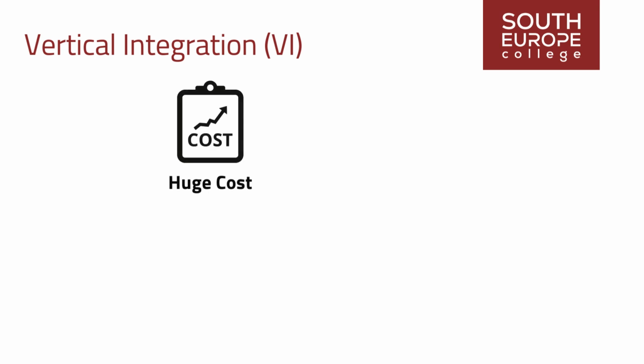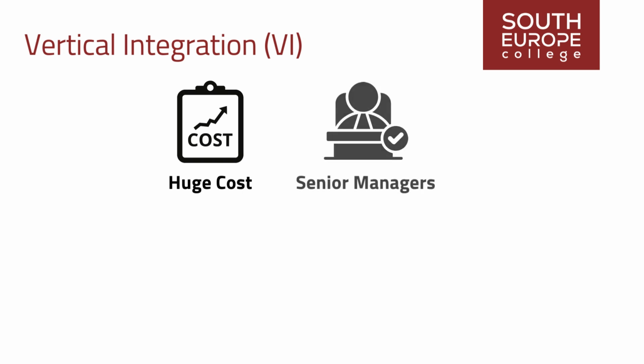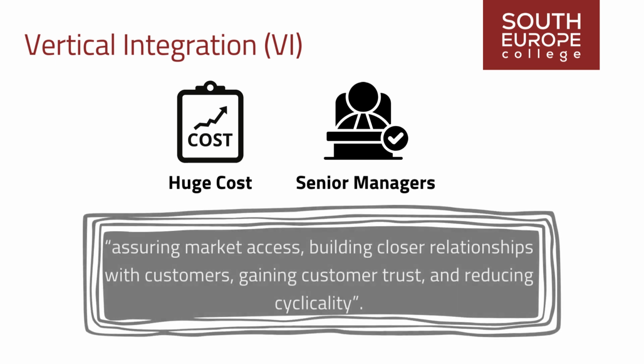Sometimes vertical integration is necessary, but more often than not, it is unnecessary. The reasons used by senior managers to justify these strategies are usually invalid. Examples are assuring market access, building closer relationships with customers, gaining customer trust, and reducing cyclicality. These reasons are sometimes valid, but often not.